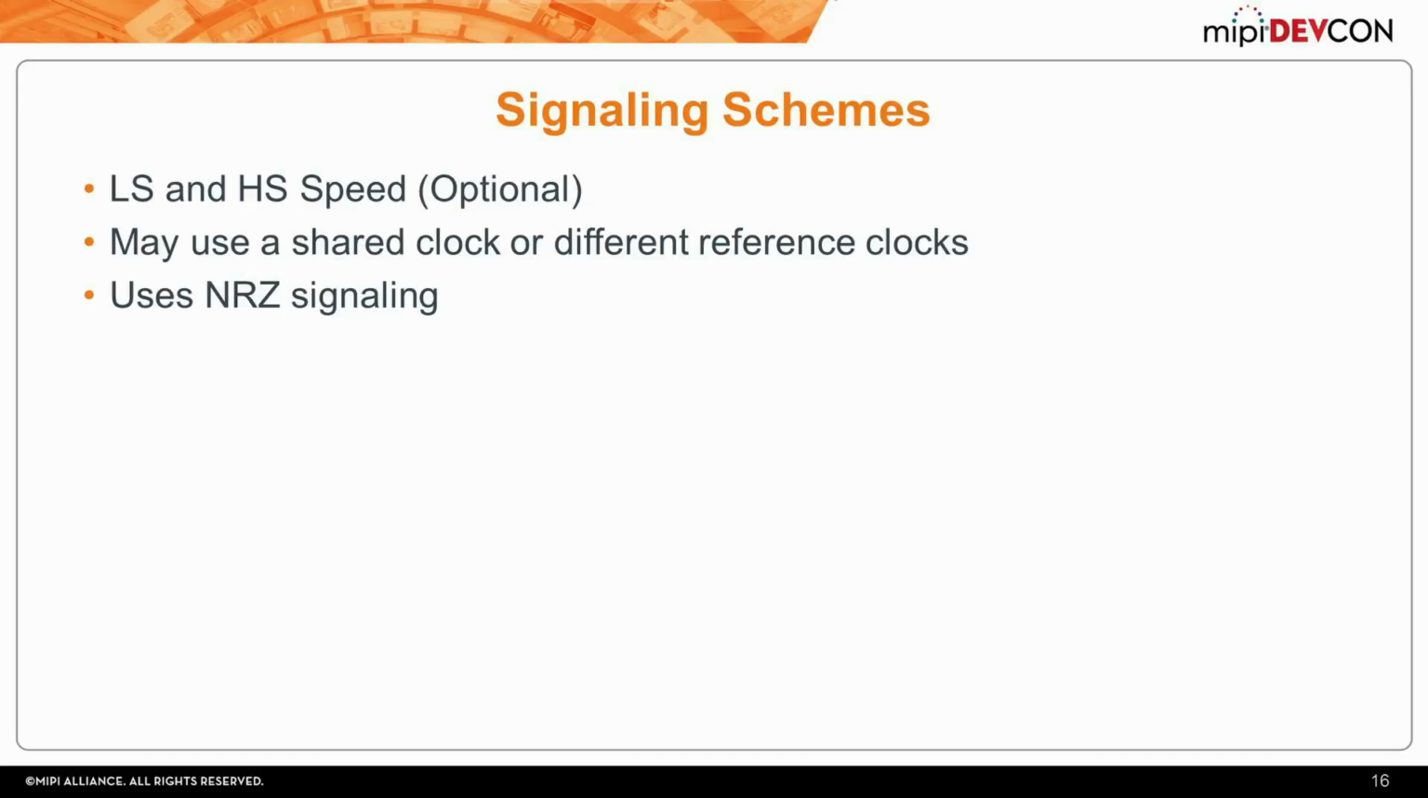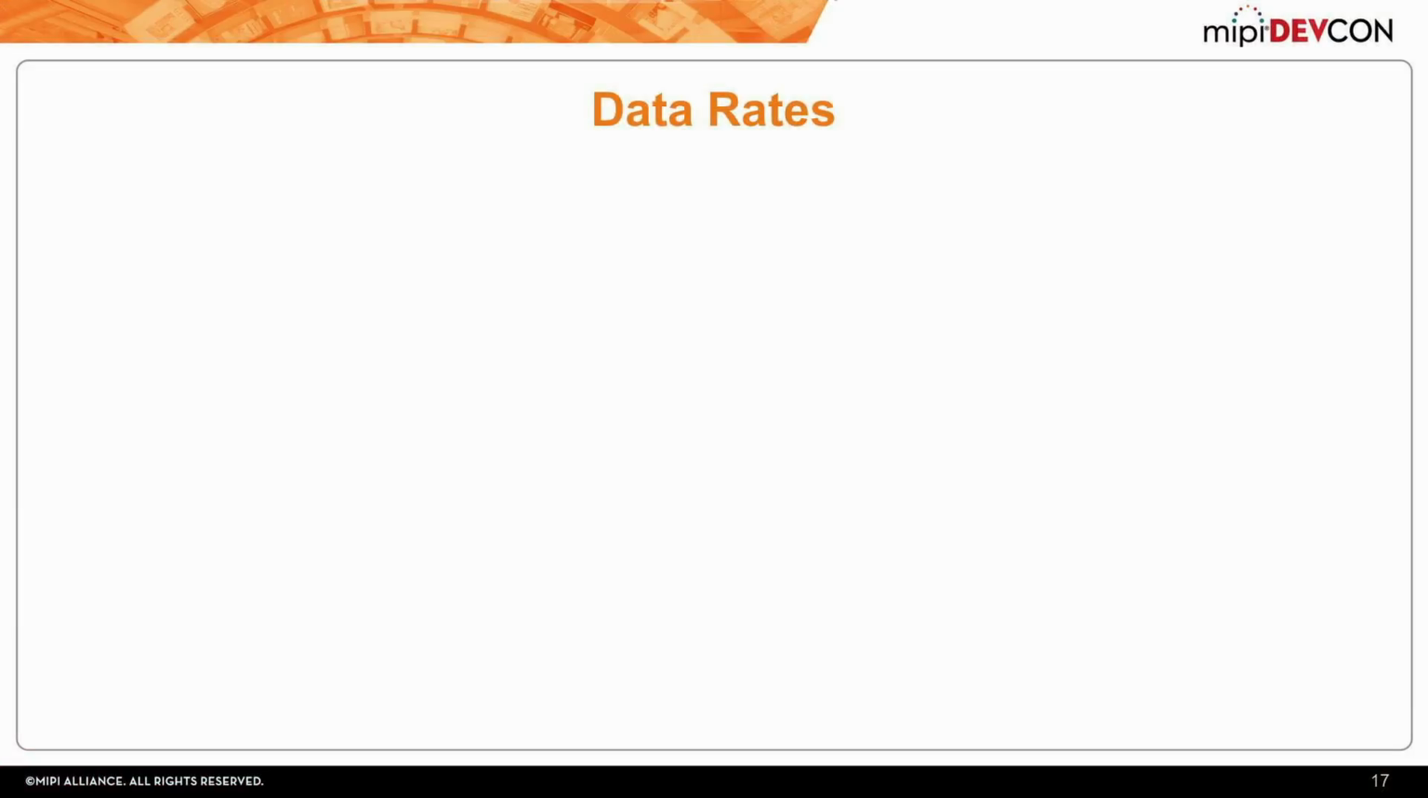Different modes, high speed's optional mode. It may use a shared clock, or it may have different reference clocks, and it uses non-return to zero signaling. I'll talk about the low speed and high speed here just in a second. So within low speed, there's a set of gears.